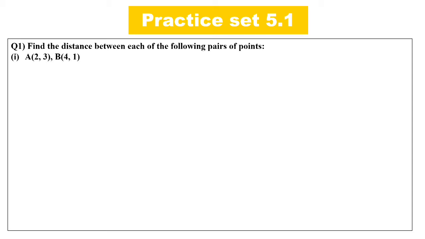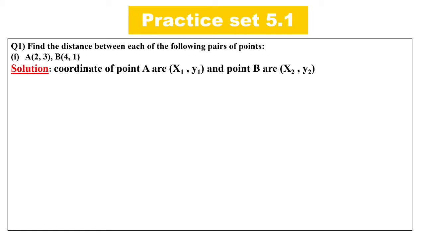Students, we will start practice set number 5.1. Question number 1 says: find the distance between each of the following pairs of points. The first point is A with coordinates (2, 3). Point B has coordinates (4, 1). We write the coordinates of point A as x1 and y1, and point B as x2 and y2. So x1 is 2 and y1 is 3, x2 is 4 and y2 is 1.